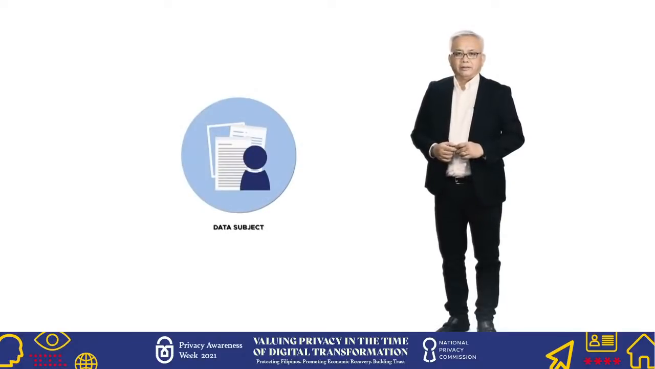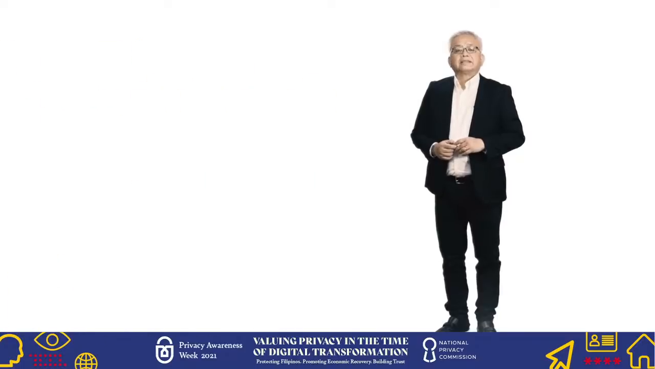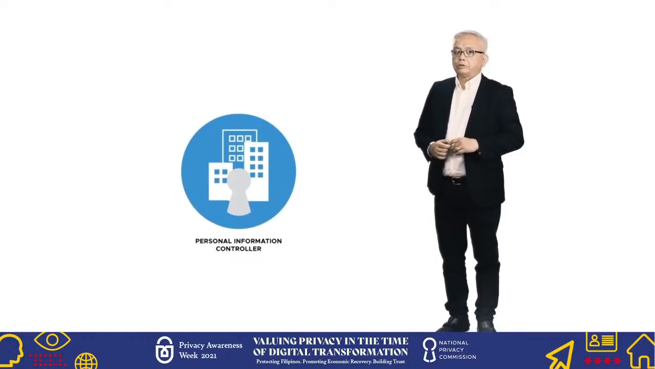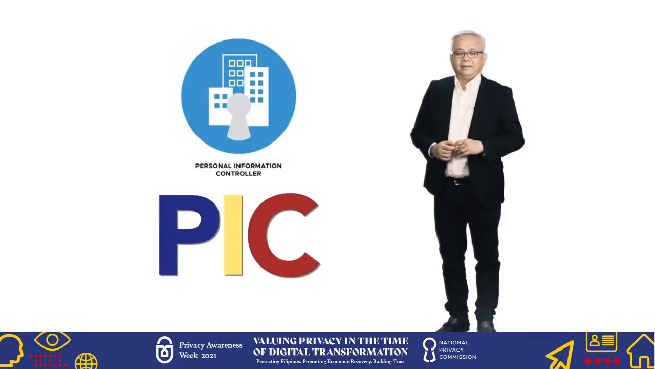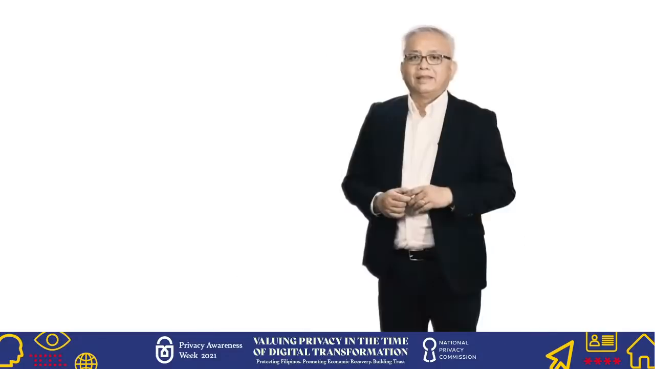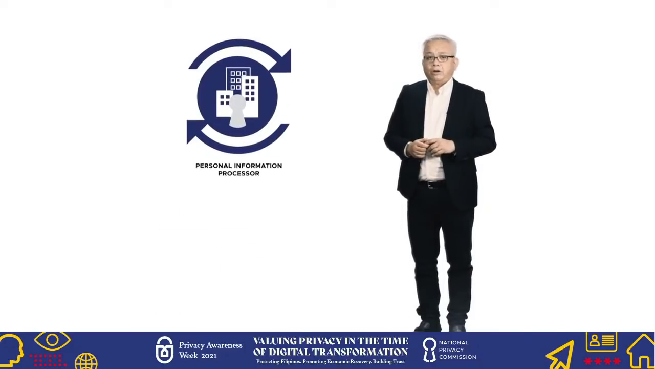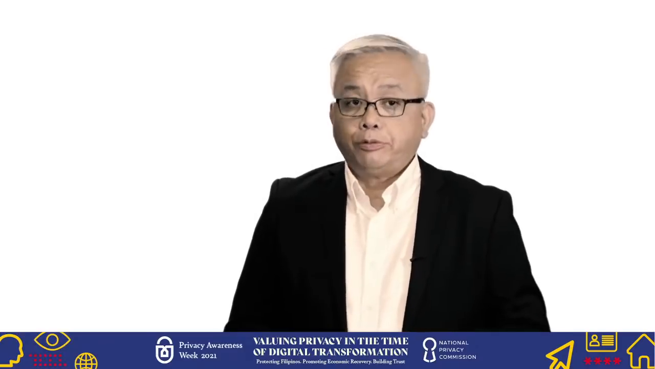Let's move to the people or entities involved in the Data Privacy Act. First is the data subject. This is you, the individual whose personal data is processed. Second is the Personal Information Controller, or PIC. PIC refers to a person or organization who controls the collection and processing of personal data. The third entity is what we call the Personal Information Processor, or PIP. It is the entity outsourced by the PIC to process personal data on its behalf.